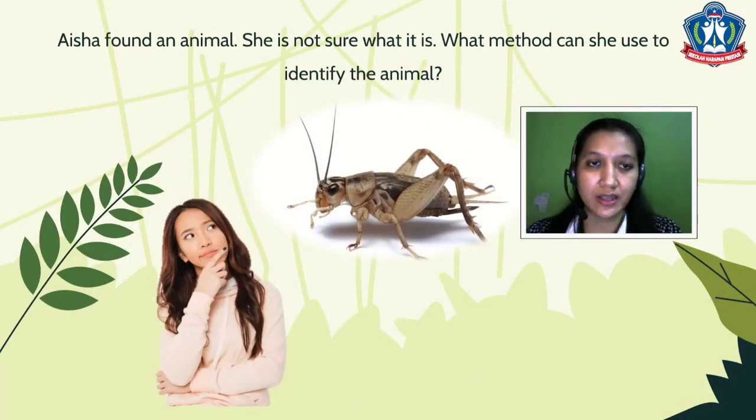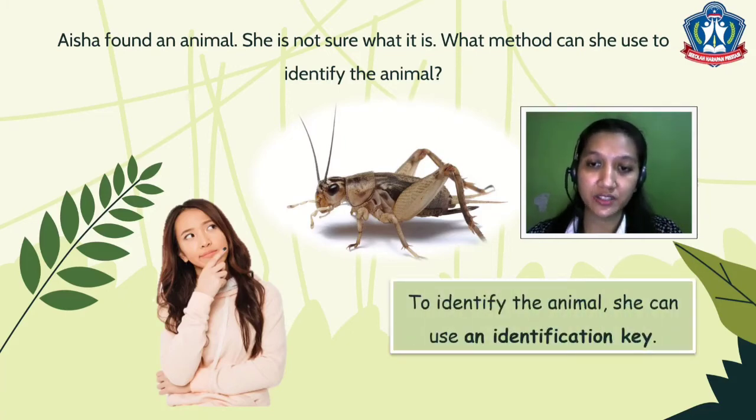I will give you the example. Aisha found an animal. She is not sure what it is. What method can she use to identify the animal? So, here, to identify the animal, she can use an identification key.